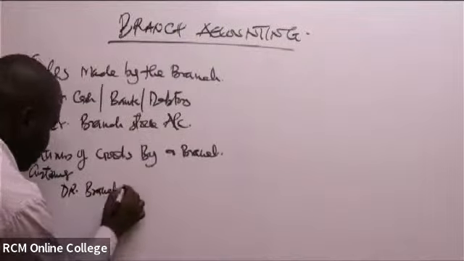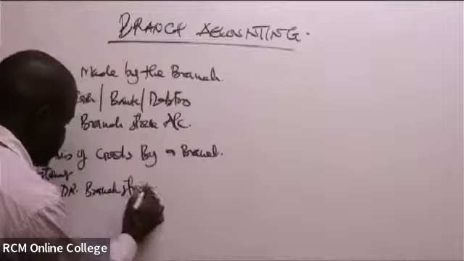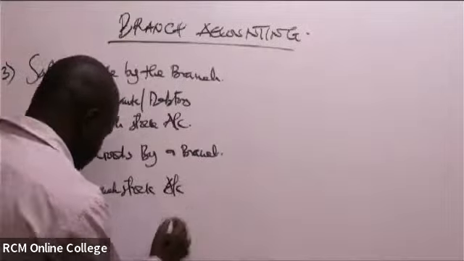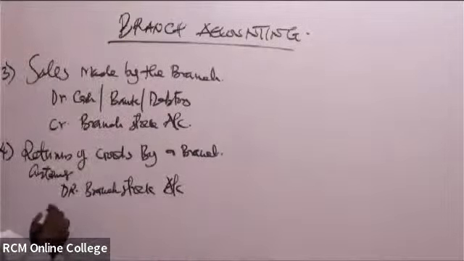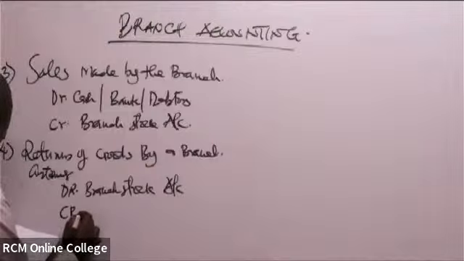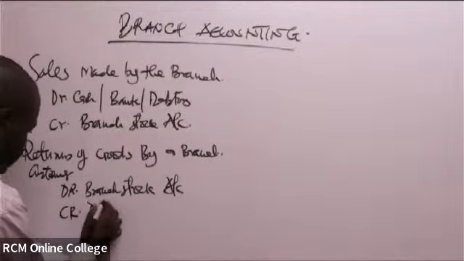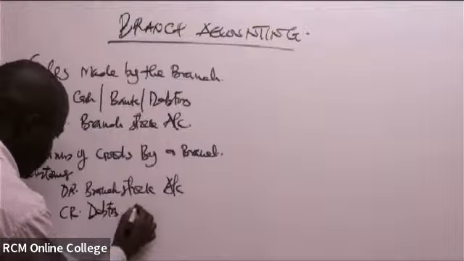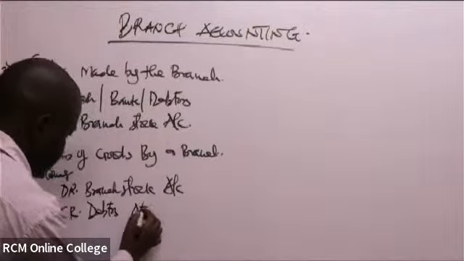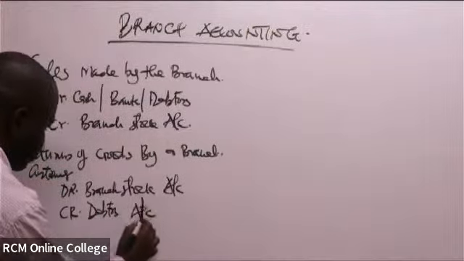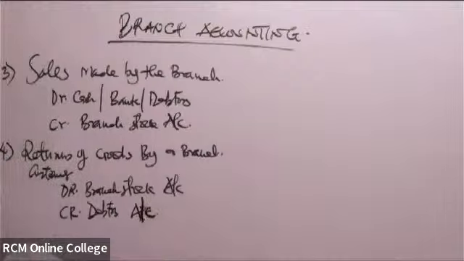You debit the branch stock account because the stock at the branch is increasing. You credit in this case the debtors account, because the debtors will actually be reducing there.